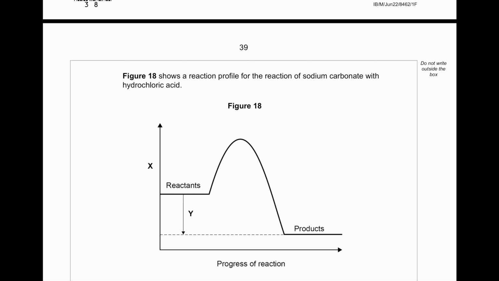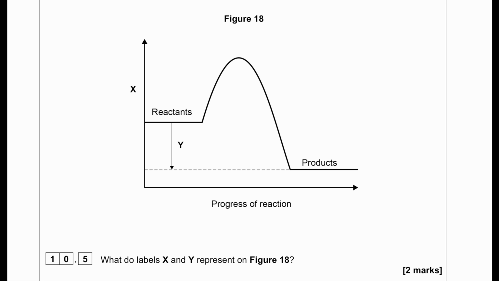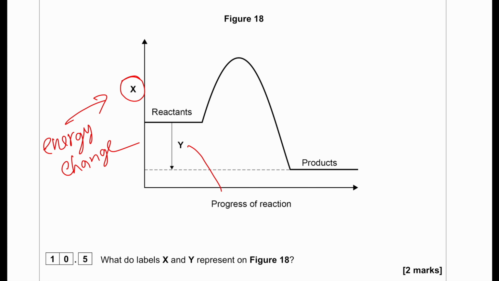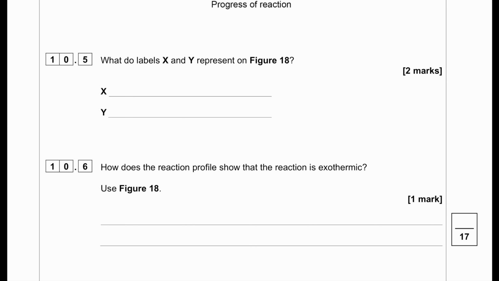Figure 18 shows the reaction profile for the reaction of sodium carbonate with hydrochloric acid. We can see X represents energy change or enthalpy change, and Y represents overall energy change. So X represents energy and Y represents overall energy change. What do the labels X and Y represent? We did this already.